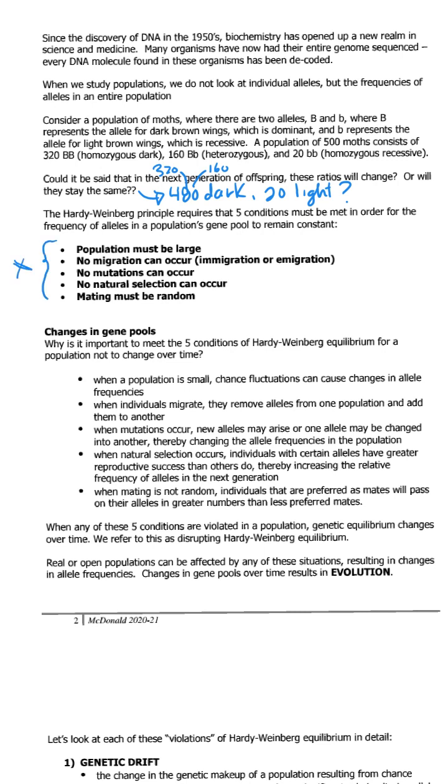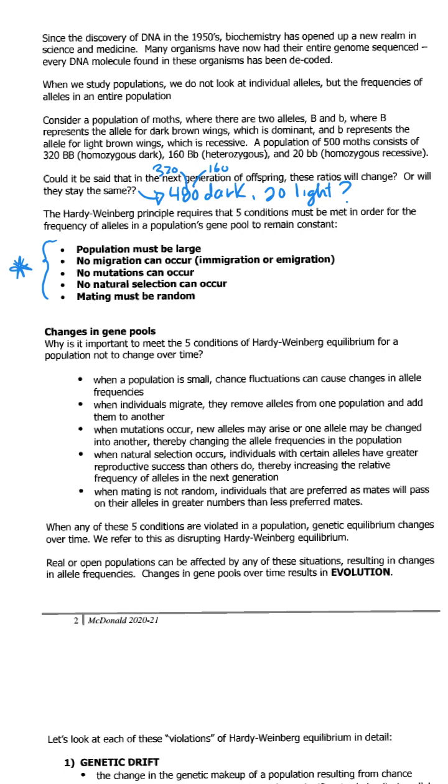So the first is that the population must be large. It's no different than if I was to flip a coin 10 times, I could actually get 8 tails and 2 heads. But if I was to flip a coin 100 times, it's more likely to be closer to 50-50. If I was to flip a coin 1,000,000 times, chances are I'm going to get even closer to the predicted outcome of a 50-50 split between heads and tails. So the larger the population you're working with, the closer you're going to get to achieving Hardy-Weinberg equilibrium.